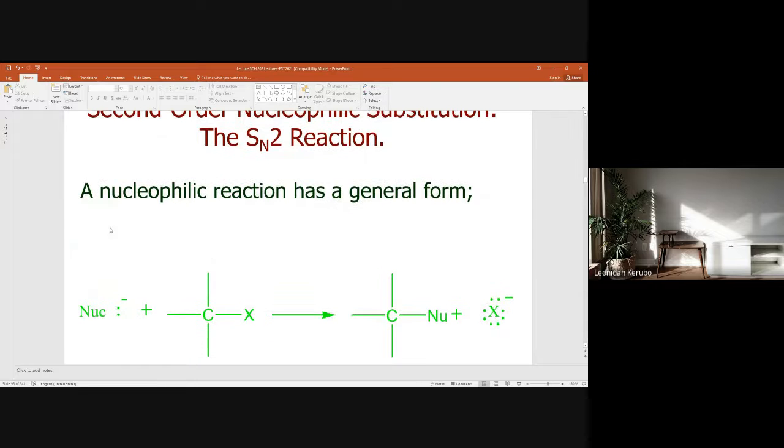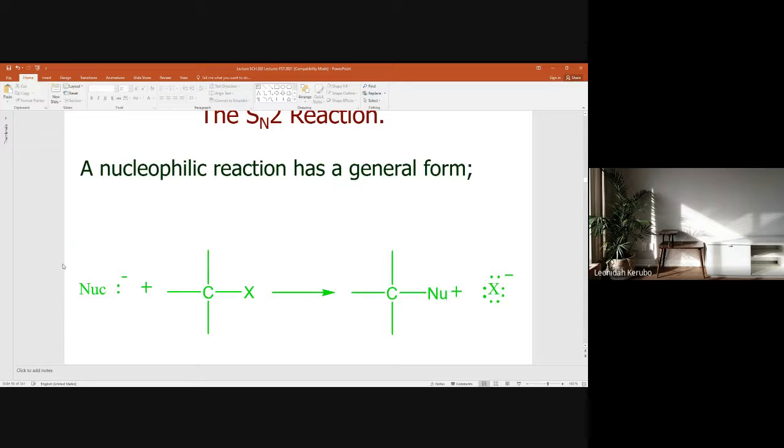So again, a nucleophilic reaction has a general formula. You have the nucleophile, which is rich in electrons. And we have different nucleophiles: the strong nucleophiles and the weak nucleophiles. The strong nucleophiles are the ones which are negatively charged, like the one presented here, because it has a negative charge. These are the strong nucleophiles, which are rich in electrons and ready to use them to form a new bond with electrophilic or electron-lacking species.